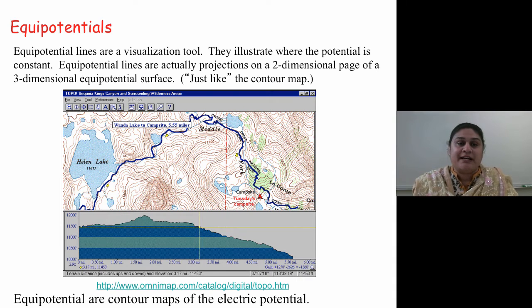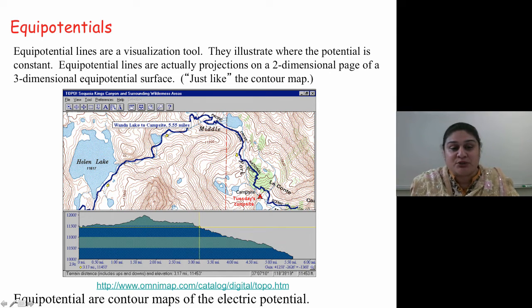Equipotential surfaces. Equipotential surfaces or equipotential lines are just a visualization tool. They illustrate where the potential is constant. Equipotential lines are actually projections on a two-dimensional page of a three-dimensional equipotential surface. It's just like a contour map.